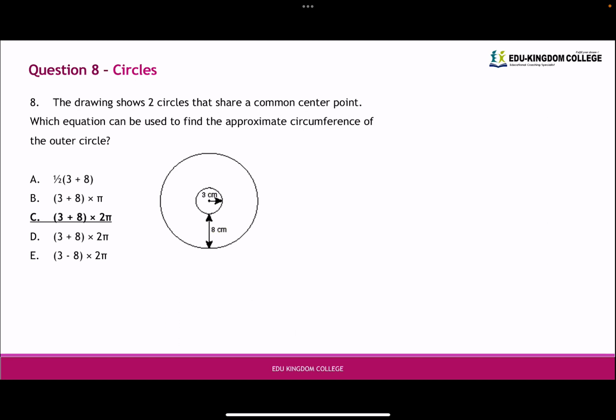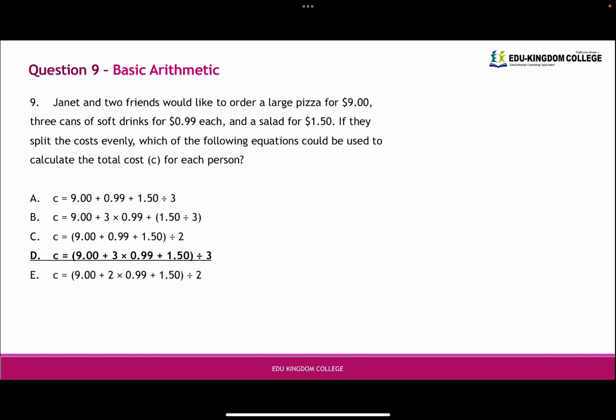Question 8. So we skipped question 7. We're on question 8 now. So circumference is 2 pi r. The circumference of this big circle is from this point to this point out here. And so we know this distance here is 3. This distance here is 8. So 2 pi, and then r is going to be 3 plus 8. So it's going to be plus c.